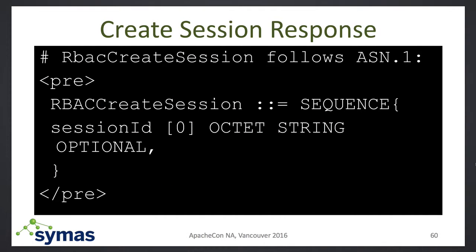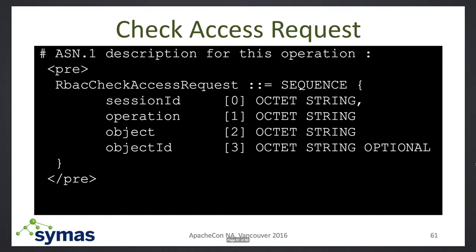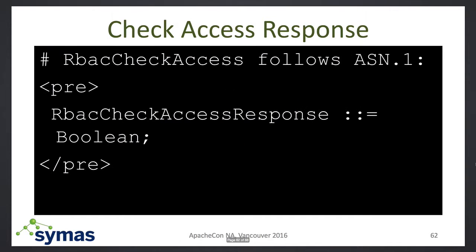And then that session ID will then be passed in on subsequent requests. So here's check access. You give it an object, an operation. And if the object has an identity, you give it that, and it returns a Boolean. So pretty simple. And on check access, like I said, it'll return a Boolean.